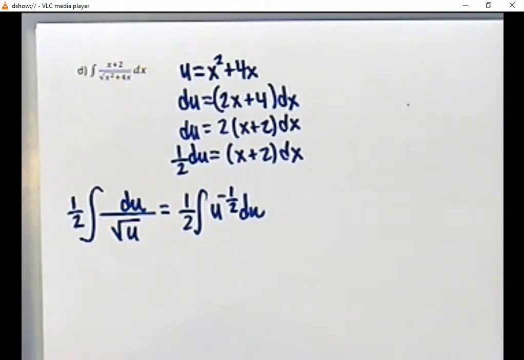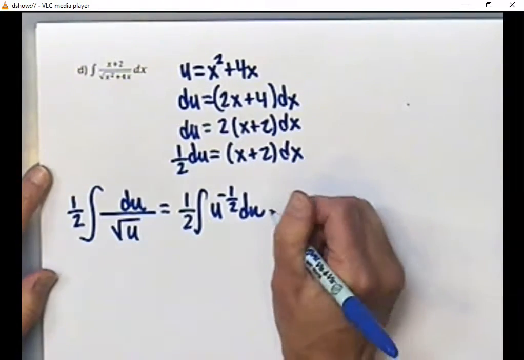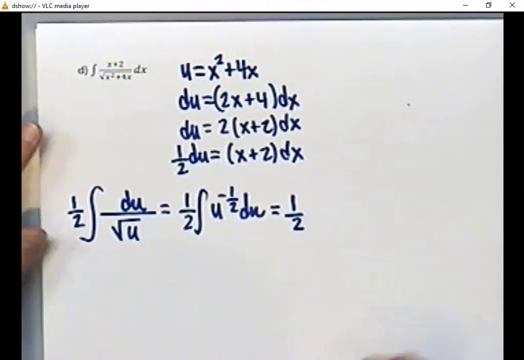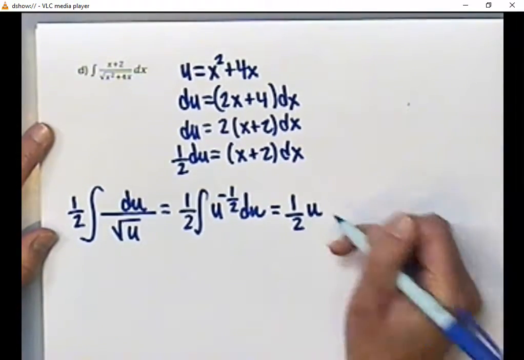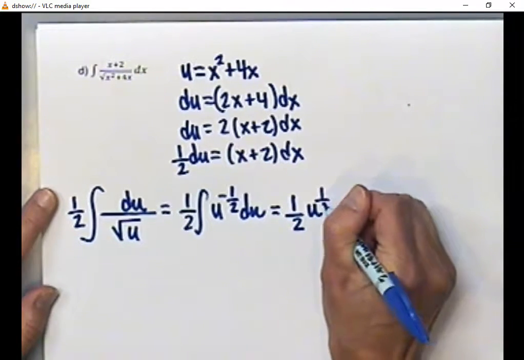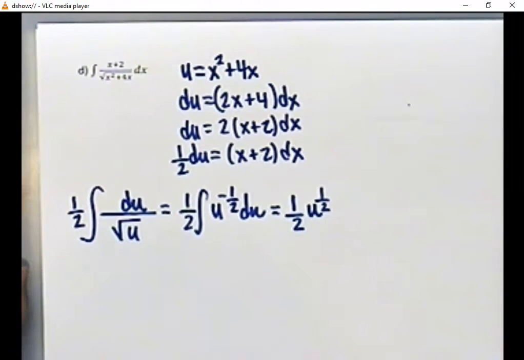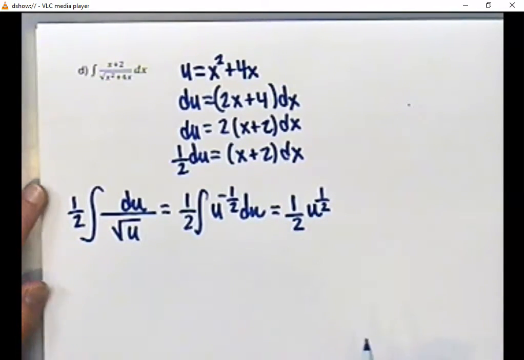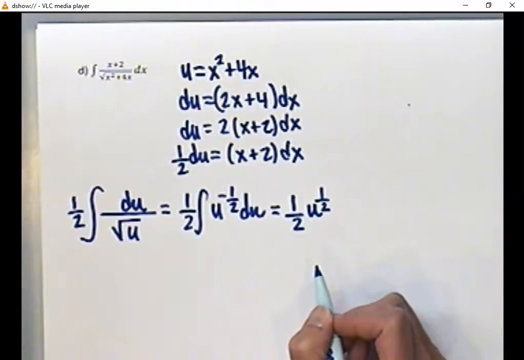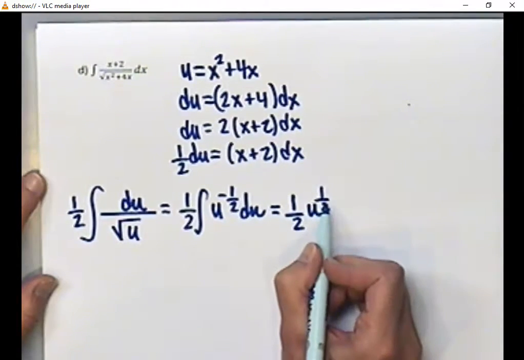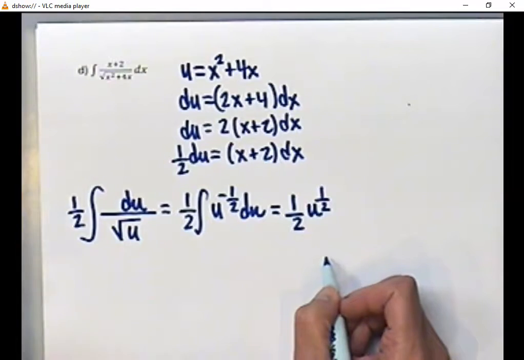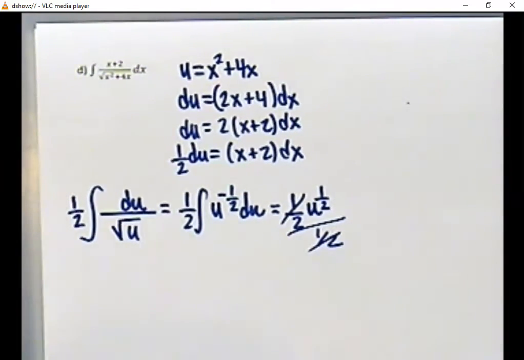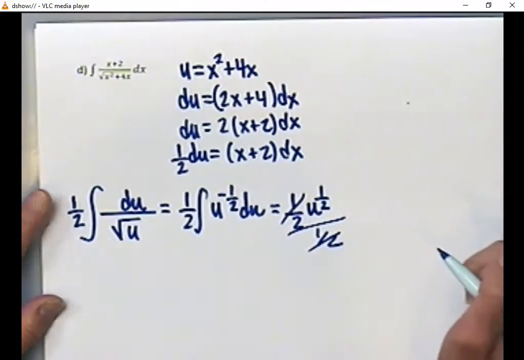So remember, any other power besides negative 1, we can just use the power rule here. Joel, what would the new power be? U to the, yep. And what else would we have to do? Yep, because you're going to add 1 to the power, and then you're going to divide by the 1/2, which is the same as multiplying by 2. You can write it either way, but both ways, those are going to cancel out. So that will be u to the 1/2.